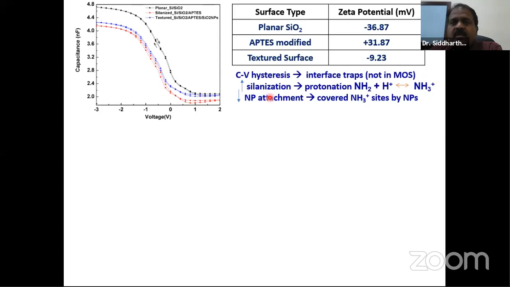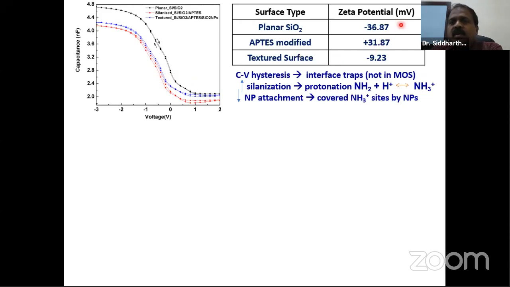What we see here is that when we have silanization, that is when we put this APTES here, we see a shift in the voltage in a negative direction, because we have positively charged entities here. Then the next step is when we put the silicon dioxide particles here, we again see a shift in the positive direction, and that is because these NH2 amine sites are now covered with the nanoparticles. We wanted to understand these results, and that helped us understand what was happening at this interface.